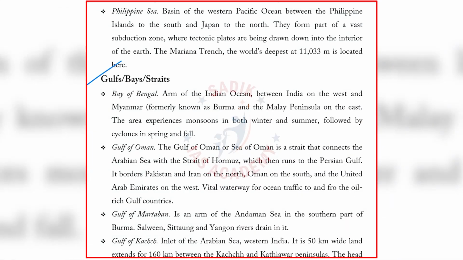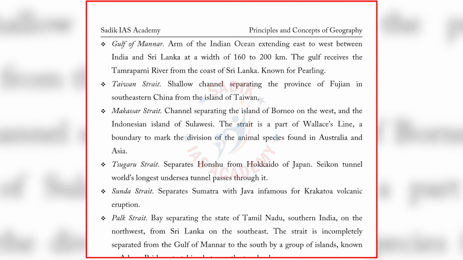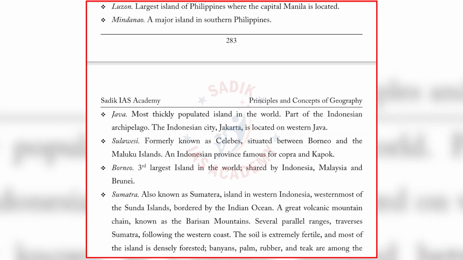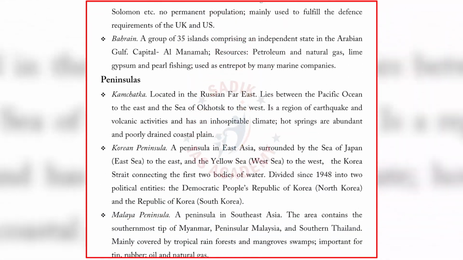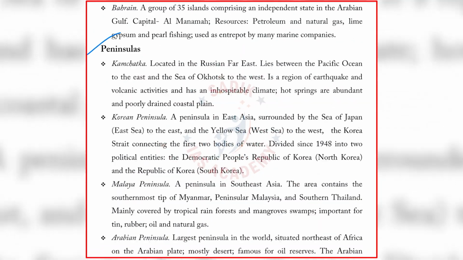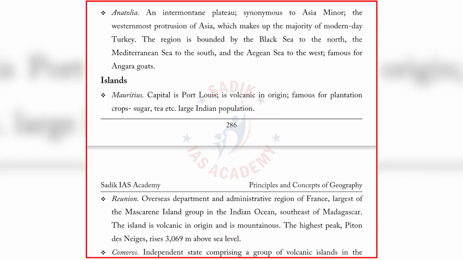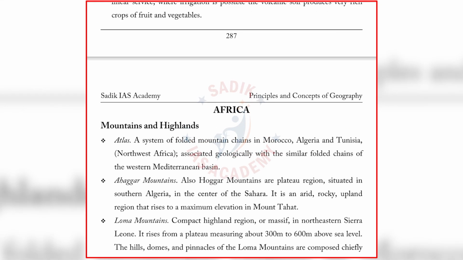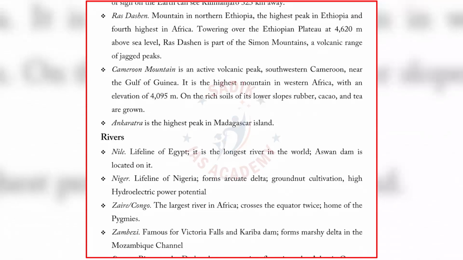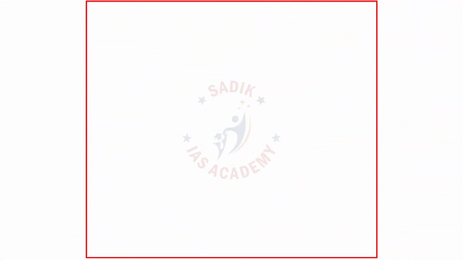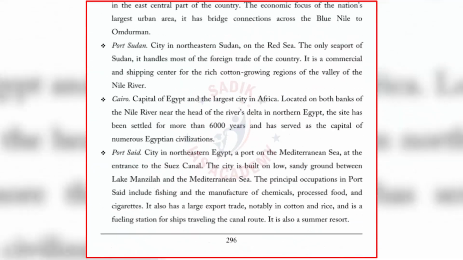Then also gulfs, bays and straits which are there, continent wise I have given. Islands, Sakhalin Island we have given. After the islands are over, peninsulas I have covered for the continent, with a description. Plateaus for the continent, again islands. Next I am doing Africa. Continent wise, it is in the same order and repeats. So this is a very important part of the book. Not only that, it has all the appendices also.